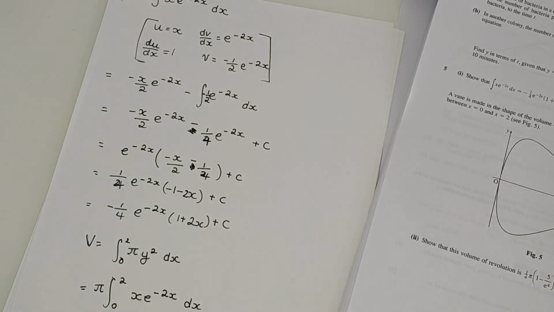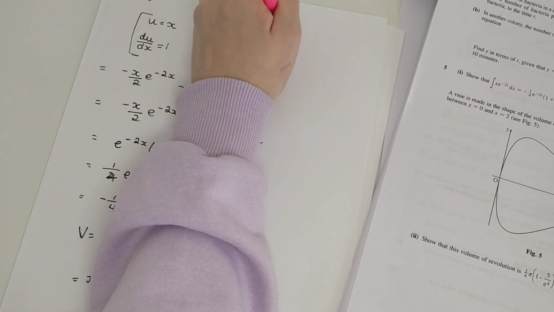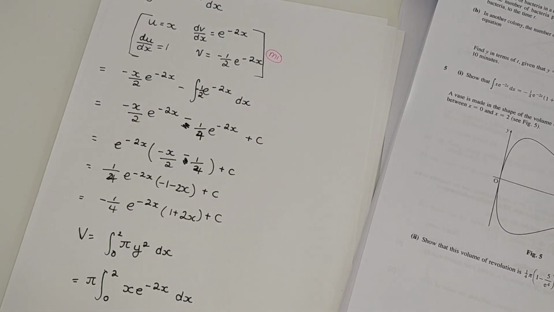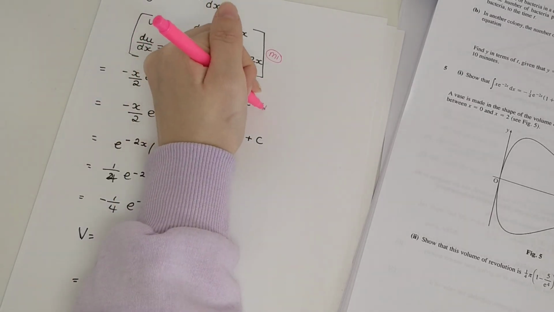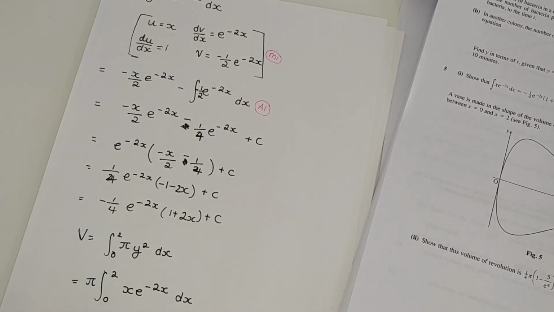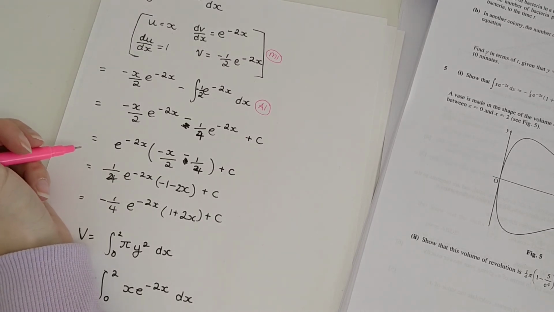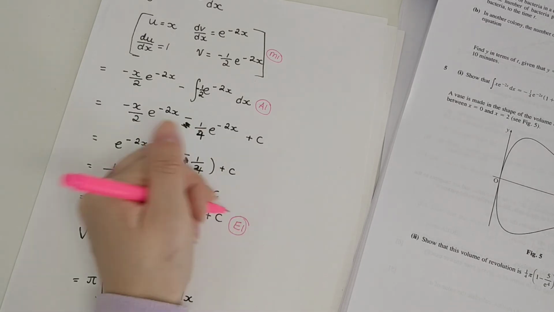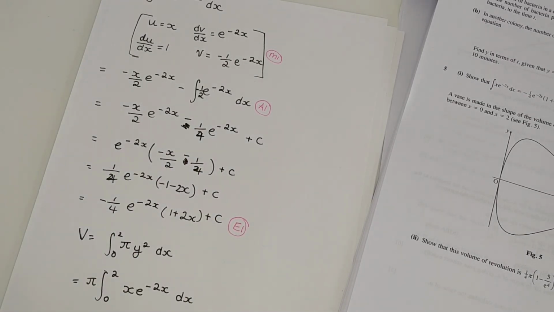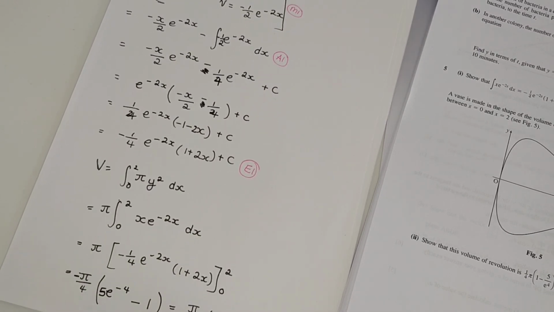Okay, mark scheme. M1 for integration by parts using u equals x and dv by dx equals e to the minus 2x. A1 for this line. E1 for this, even if you don't have plus c. M1 for product rule. What? Oh, that's or. That's or. Some crazy method that I don't recommend.